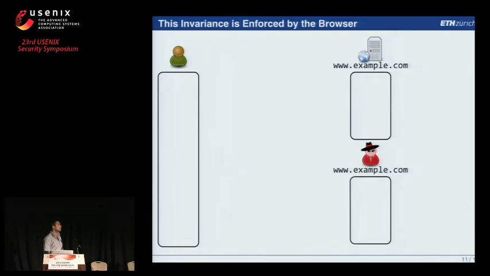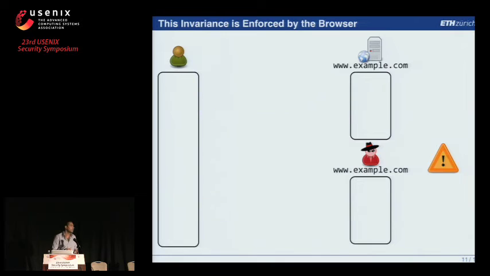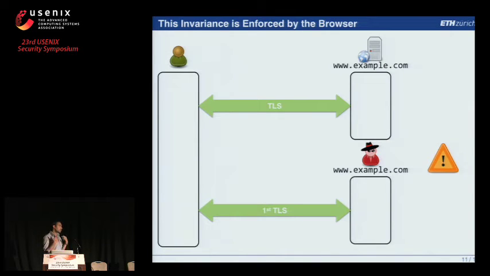If this does not happen, and for example, the first connection goes through and the second is intercepted by the attacker, or the other way around, it doesn't matter, the result is that there is an invariance violation. So the browser has talked to two different entities, and this should be detected by the browser, which should abort the communication and stop the attack.